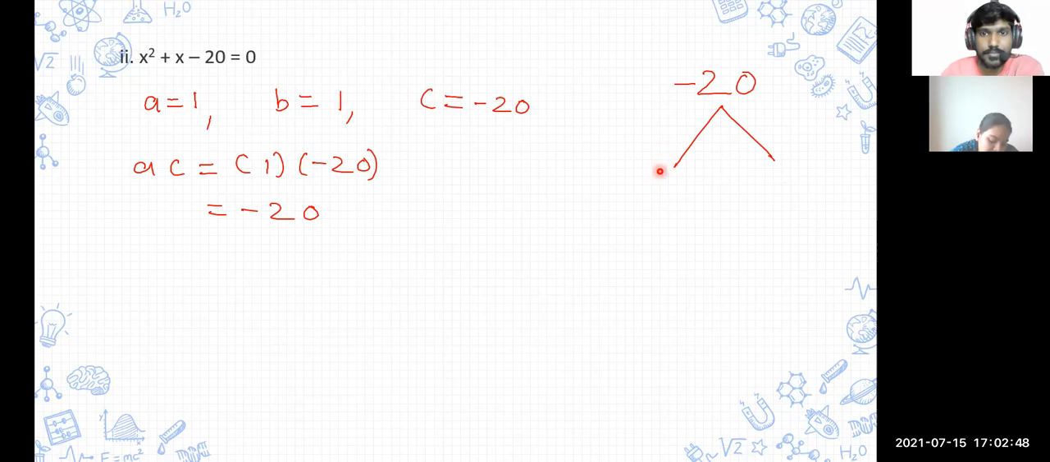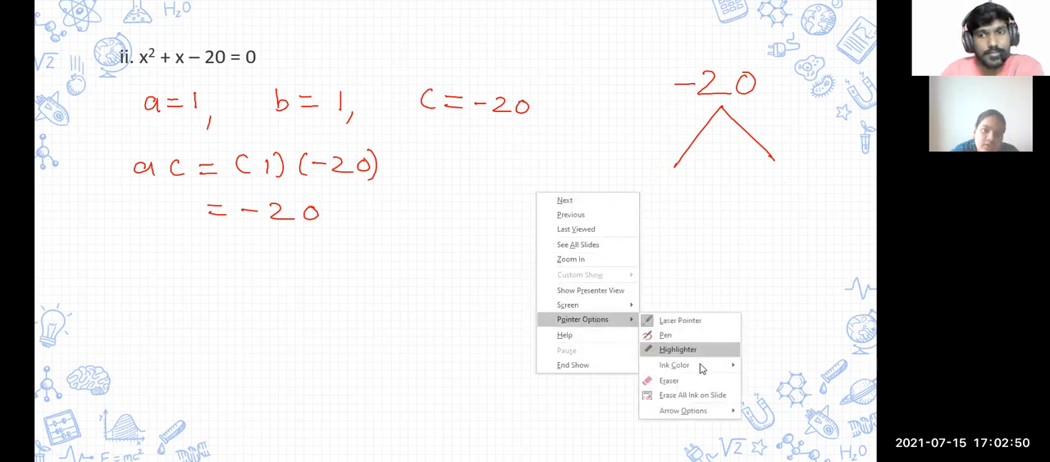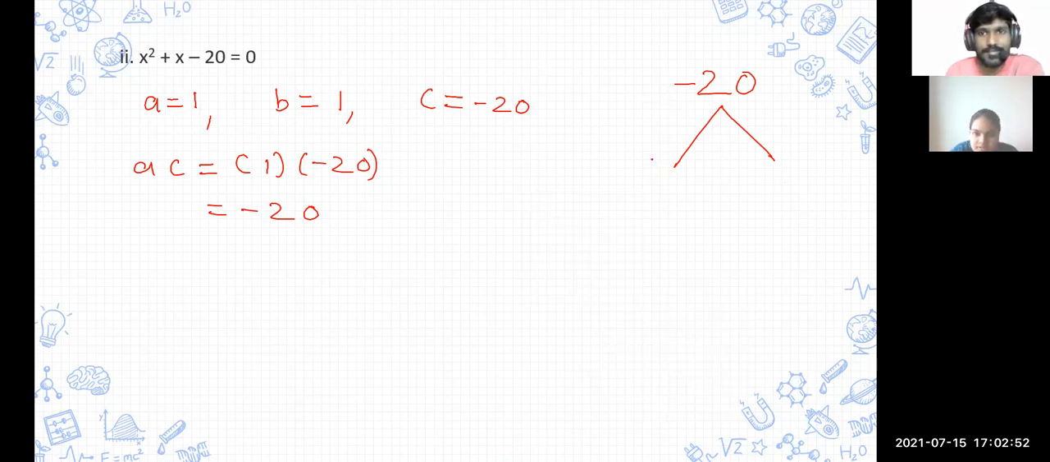But all of my time in the exam will go in only finding out the factors of 20. No, that you will get by practice. You will definitely get it by practice.